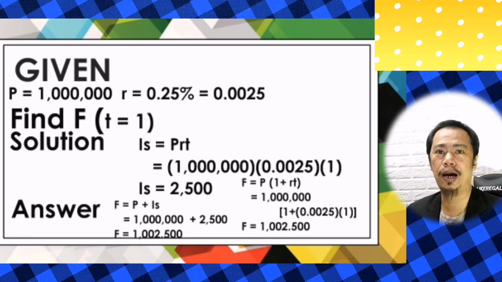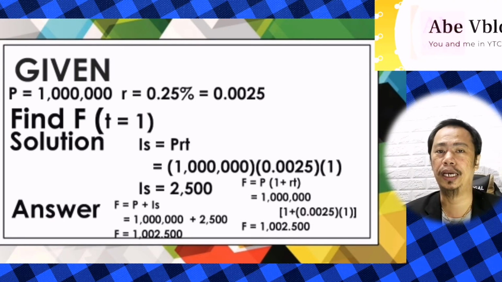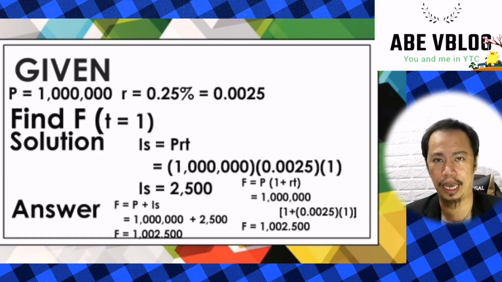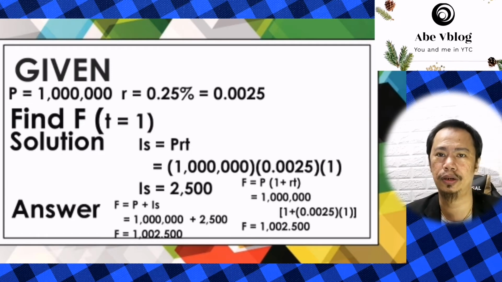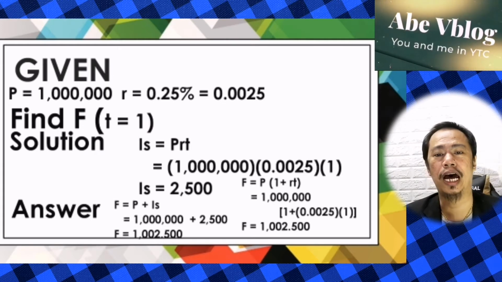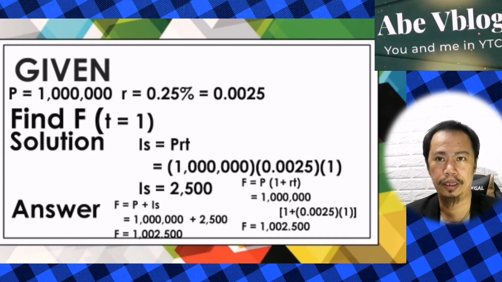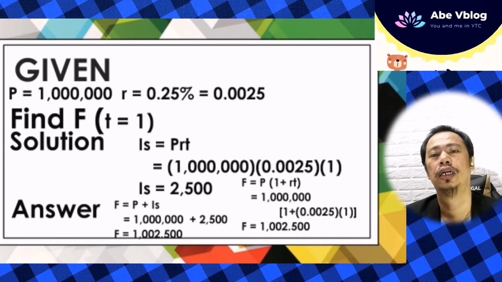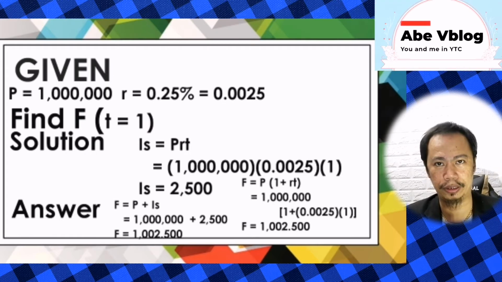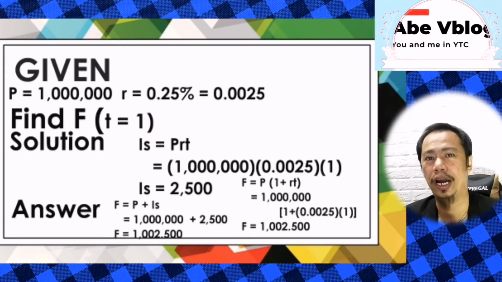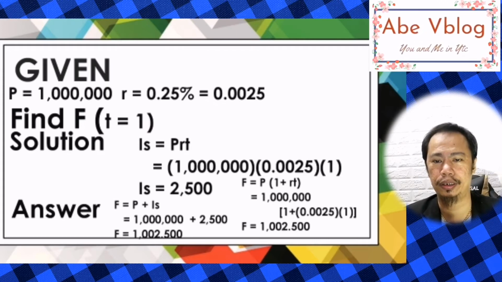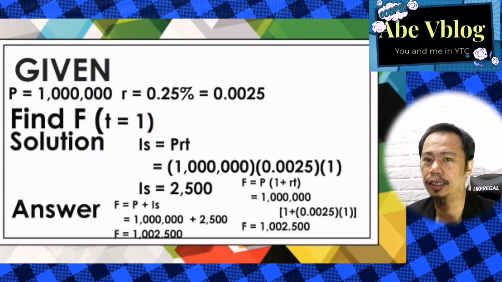Now, let's have the following given. P is equal to 1 million, R is equal to 0.25%, or 0.0025. So, we solve for the F, the maturity value, at 1 year and 5 years. Let's just have the 1 year first. So, T is 1 year. So, IS is equal to PRT.